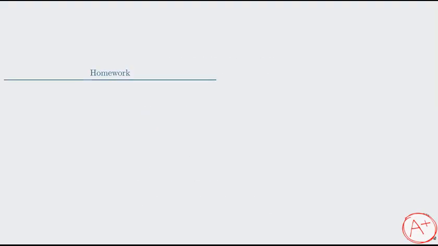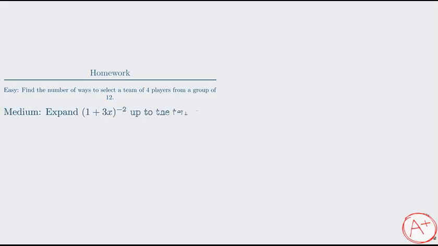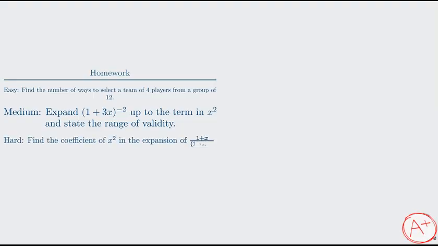It is time to test your understanding. Please pause the video and attempt these 3 questions. Easy. Find the number of ways to select a team of 4 players from a group of 12. Medium. Expand 1 plus 3x to the negative 2 up to the term in x squared and state the range of validity. Hard. Find the coefficient of x squared in the expansion of 1 plus x over 1 minus 2x cubed. Pause the video now.